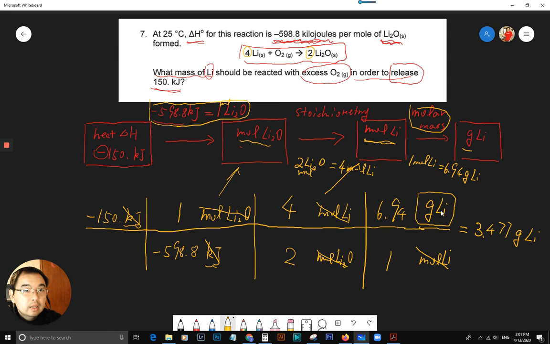Okay, and then let's look at the unit. We have the sig fig. This is a 3 sig fig and a 4 sig fig. So final is a 3 sig fig. So that's gonna be a 3.48 gram of the lithium, and this is the final answer.